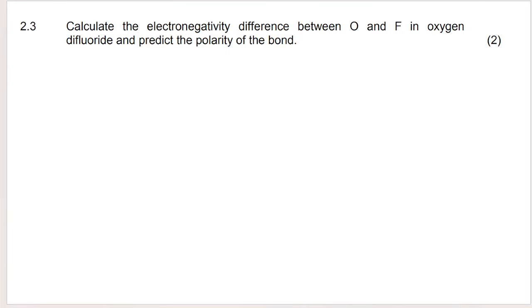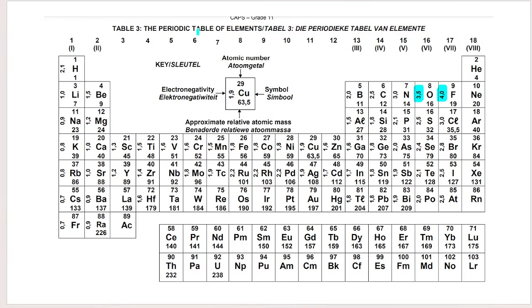2.3 says calculate the difference between oxygen and fluorine in oxygen difluoride to predict the polarity of the bond. So to calculate difference in electronegativity, we're going to use the periodic table to find the electronegativity of oxygen and fluorine. So there we go. Oxygen 3.5, fluorine 4. So it is going to be 4 minus 3.5.